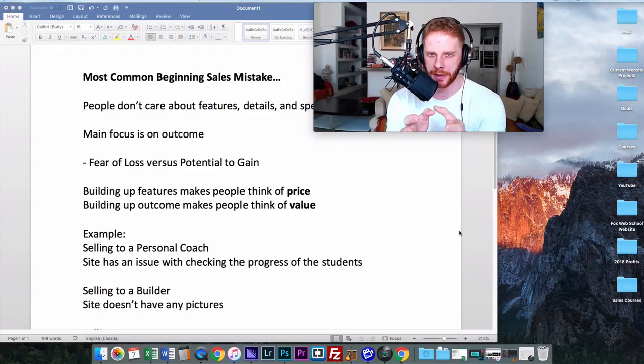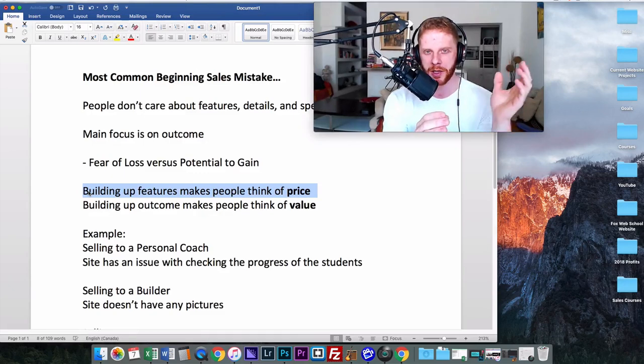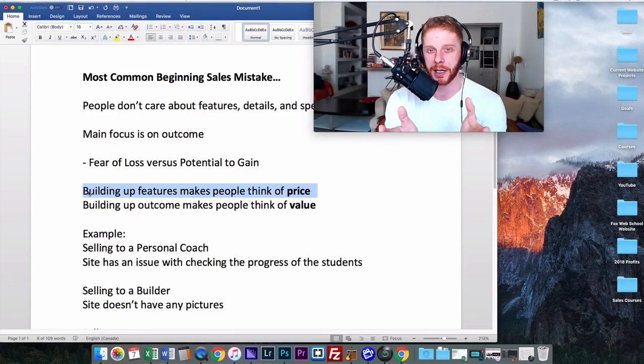There's also another thing to consider. When you discuss features too much, it makes people very sensitive to thinking about price. So if you have a very low priced good and you're the cheapest person on the market, this is perfect. Discuss a lot of features. People are going to start mentally adding all those up. And now that you have a really cheap price, they're going to think, okay, great, this person has the most for the least amount.